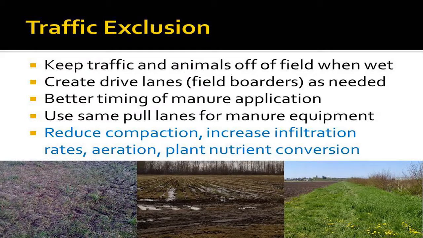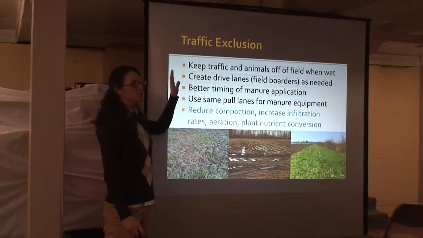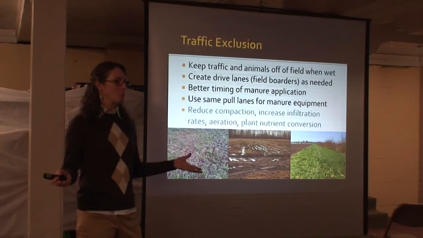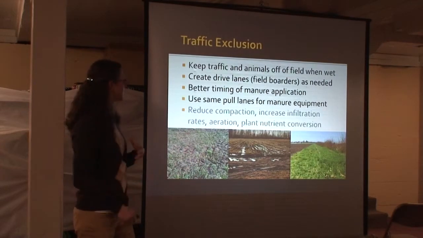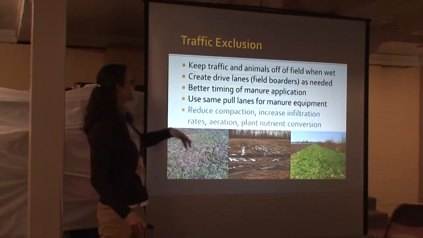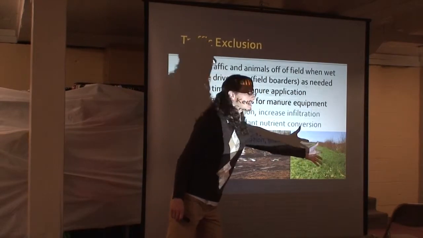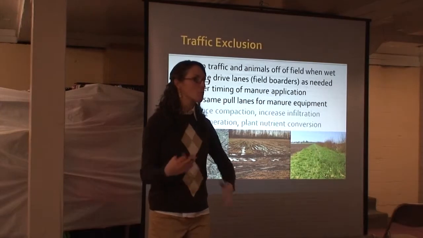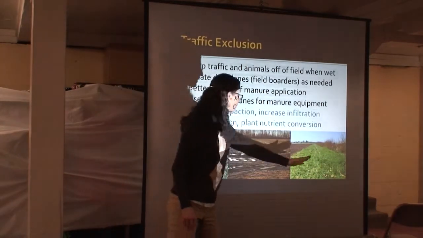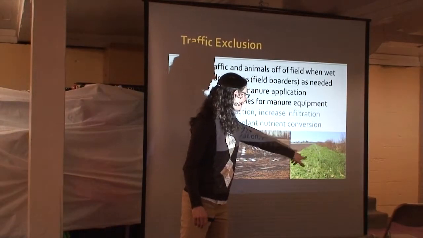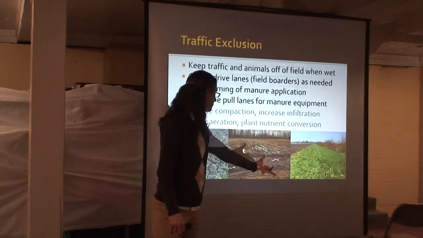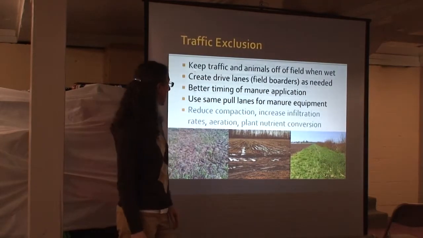Traffic exclusion, obviously, so keeping animals and traffic off of that field when it's really wet, that's the best way to reduce compaction, and it's the way that it usually happens. So you can create drive lanes, field borders that have a perennial stand of grass on them, such that there's always something breaking up in there, and maybe that area is going to be a lot drier as a drive than it is over here where you've got corn or something else, where those are typically very wet and you've got a lot of compaction issues happening.